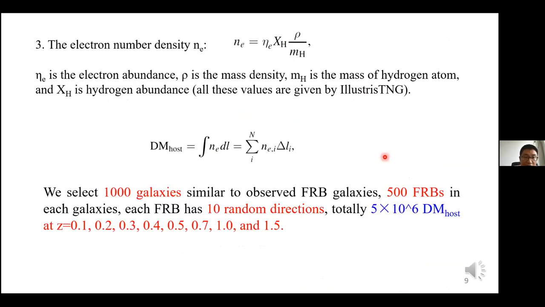The third step is to calculate the electron number density n_e from this equation. The parameters of this equation are all given by the simulations. So last, we can derive the DM-host through this equation, the sum of n_e times dl along a given sight line. We select 1,000 galaxies similar to the observed one, with 500 FRBs in each galaxy. Each FRB has 10 random directions. Therefore, we have a total of 5 million DM-host values, with redshift from 0.1 to 1.5.